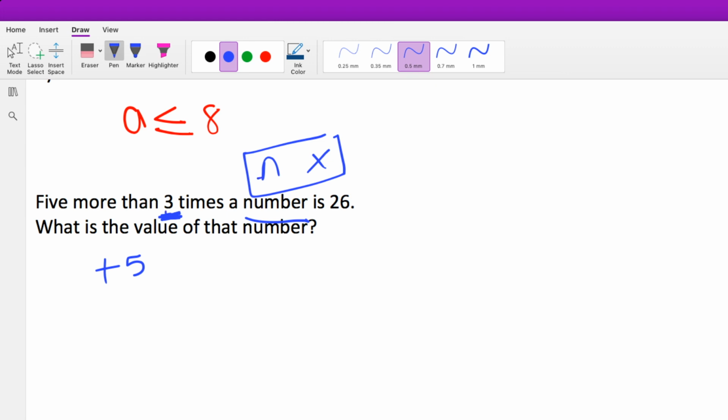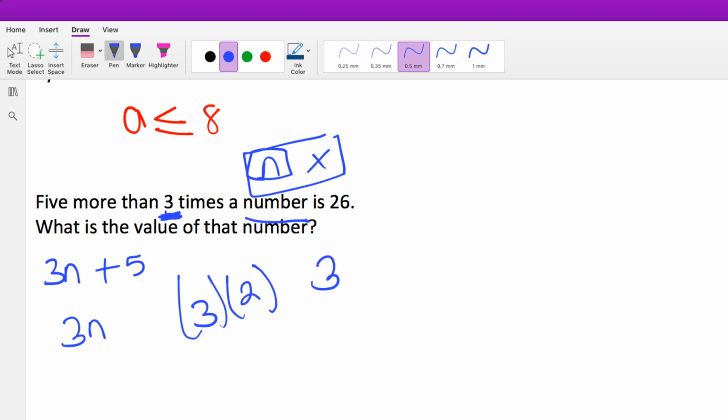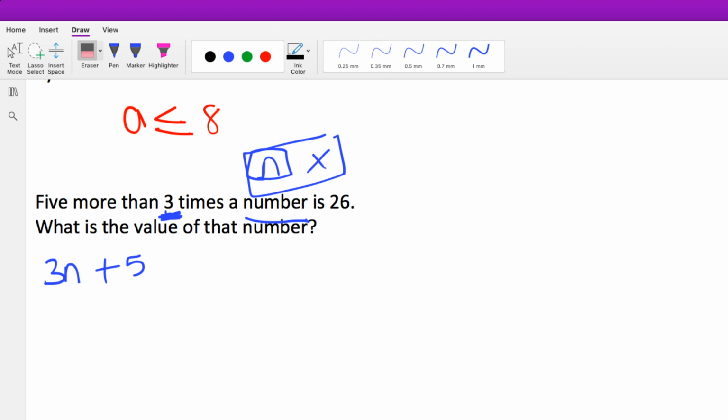So since we're using the letter n, I'm going to write it as 3n because we know when we see something together, that means multiply. If I write it like this, that means to multiply. If I write this, that means 3 times x. So that is why I'm putting the 3 right next to the n. And now we already have the plus 5 on here because we know that it is 5 more than 3 times a number. And now you might be a little confused, like how did we get all that?